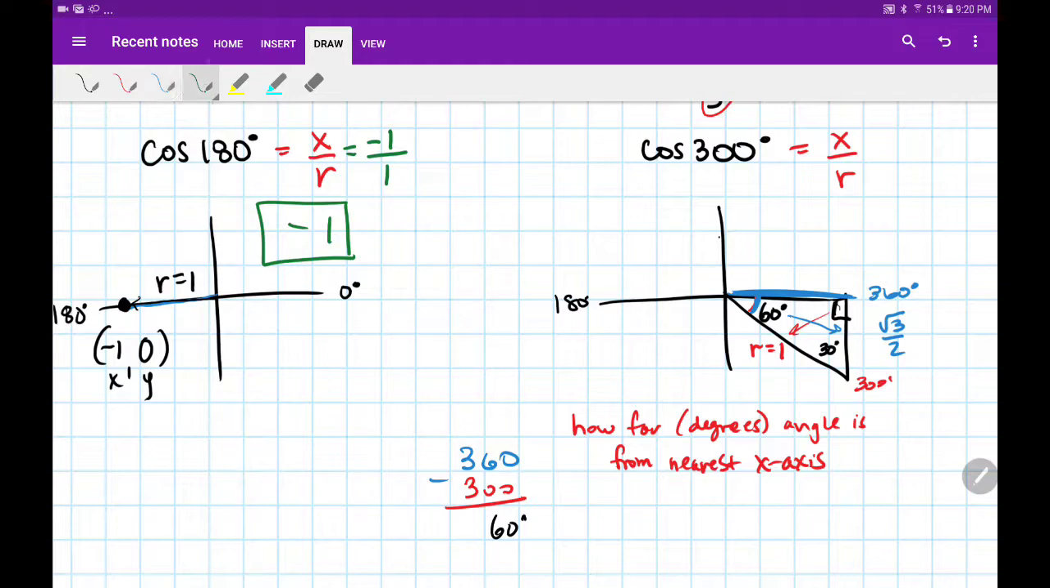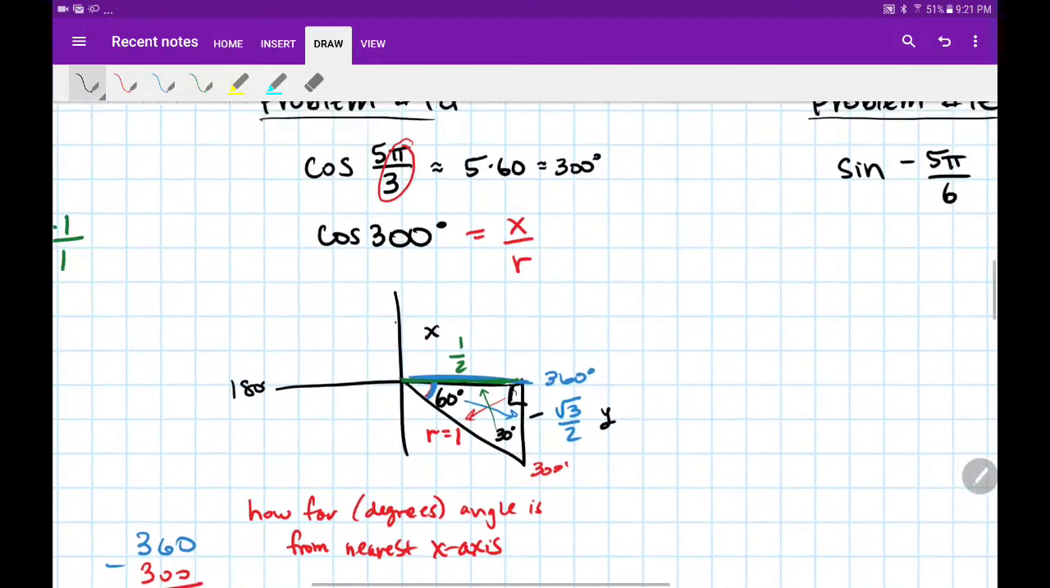But careful, since I'm going down, I'm going to label that negative. This is a negative y. And then across from the 30 degrees, that's this side right here, it gets a 1/2. And since it's to the right, that's going to be a positive x value. So I'm going to go ahead and label this. That's my x, and that is my y.